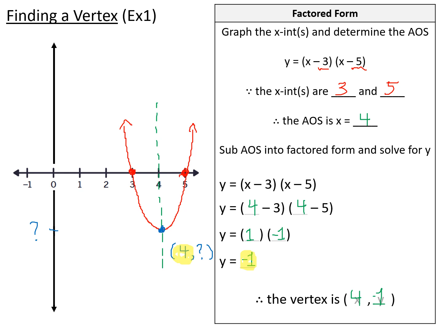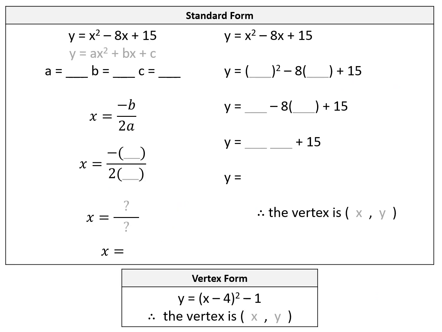negative 1. If you're given the vertex form of a quadratic relation, you can just look at the equation. The vertex would be positive 4 and negative 1, which matches what we found earlier from factored form. However, if you're given the standard form of a quadratic relation, that's a little bit more tricky.